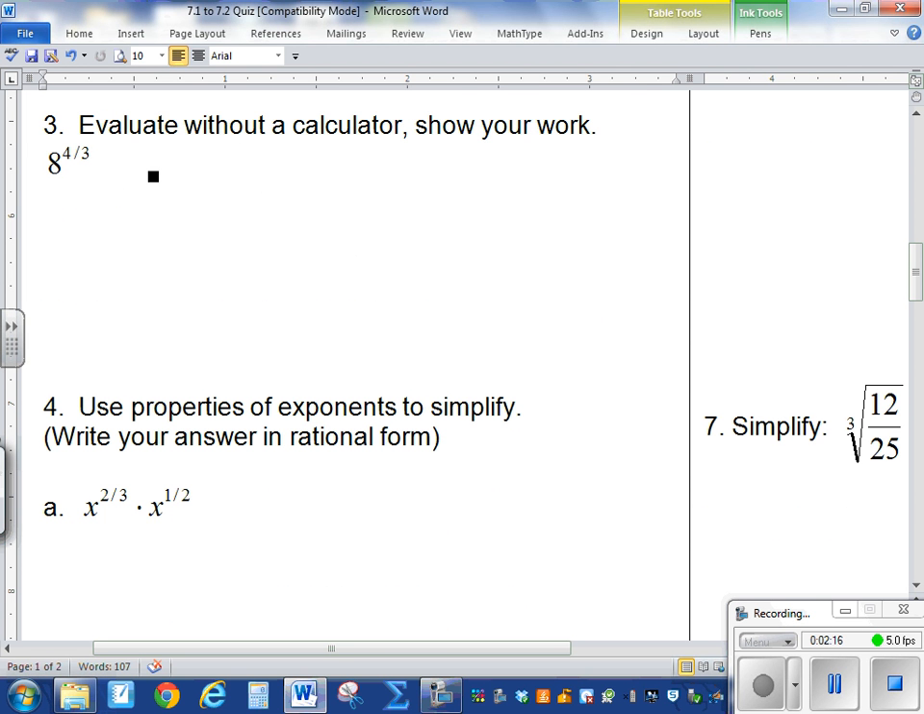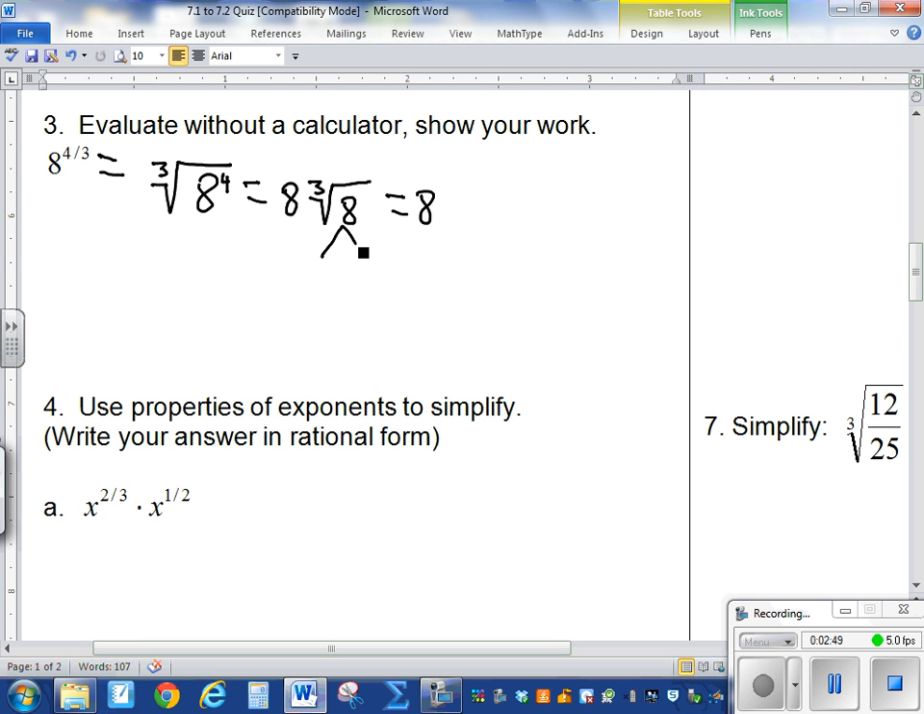Okay, next one, evaluate without a calculator. That just means it's going to show your work is all. So you're going to do the third root of 8 to the 4th. You don't have to turn it into radical, but a lot of you guys do, so that's why I'm doing it this way. So you need 3, you have 4 8s, you can actually take an 8 out. And then you're going to have a cube root of just 8. So it's going to be 8, cube root of 8.